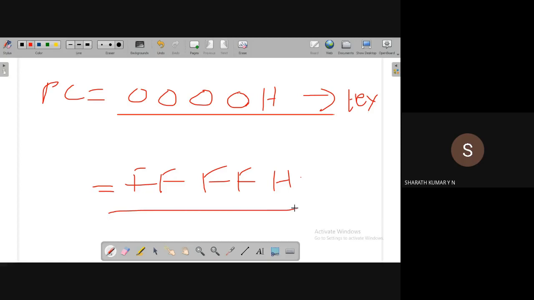Okay, fine. Now the question is, if the number of address bits is 16, how many locations can it access? What is M? How many locations can it access? That is, what is 2 power 16 equal to?